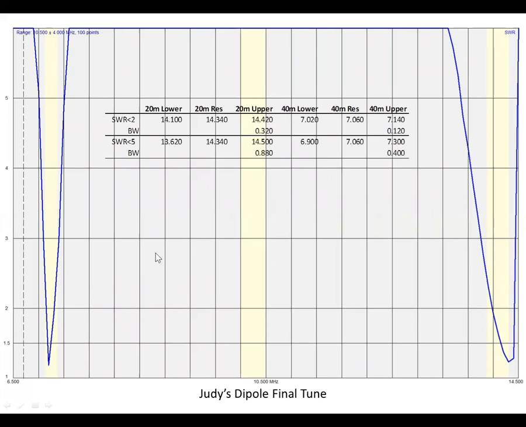So this is what I ended up with by adjusting the lengths of both the 20-meter and the 40-meter section. I was able to put this 40-meter resonant point right in the middle of the 40-meter band, which is where you want to be, so that through the whole band, we're operating under 3 SWR. So the better you're able to adjust the length to get this point in the center of the band, the better off your antenna is going to operate.